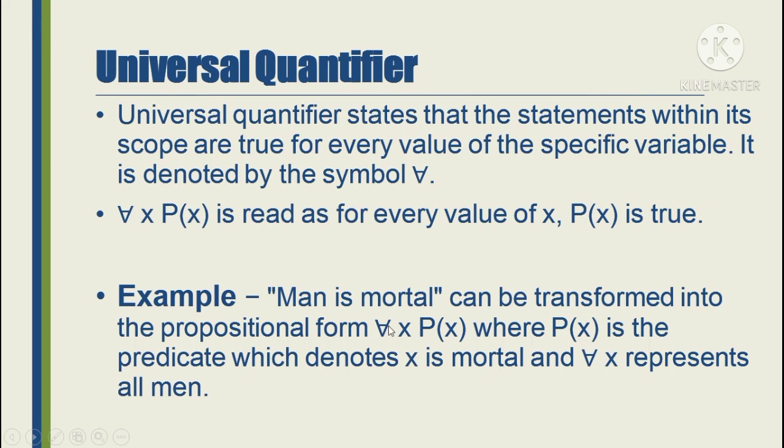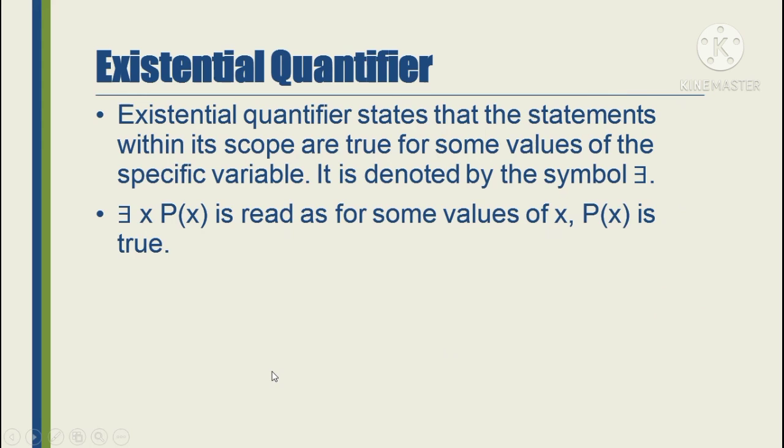So, we could say that ∀x P of X. Pero kung sa sentence naman, statement, siya ay "man is mortal." So, we have the existential quantifier. Existential quantifier states that the statements within its scope are true for some values of the specific variable. It is denoted by the symbol ∃. So, ito yung baliktad na E.